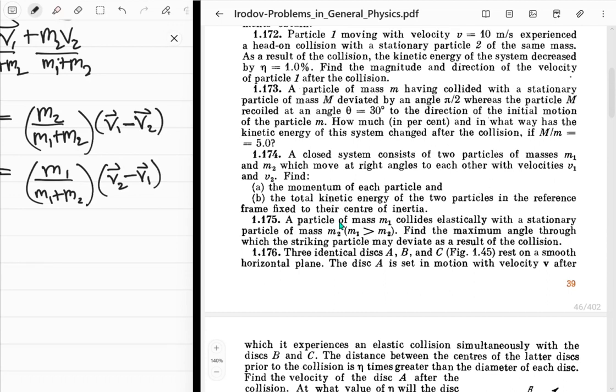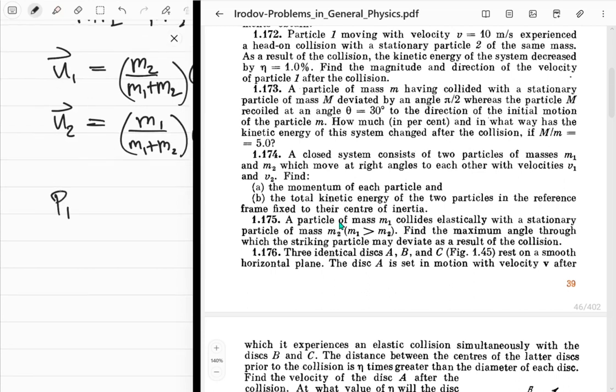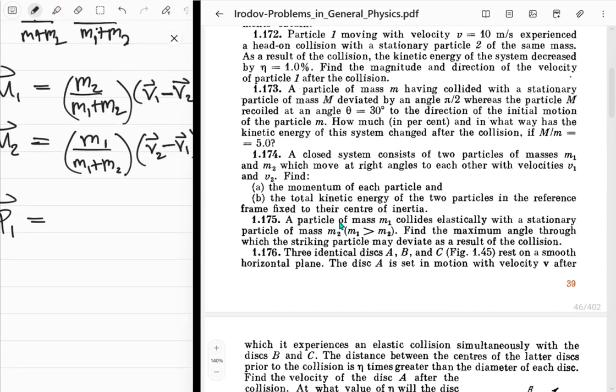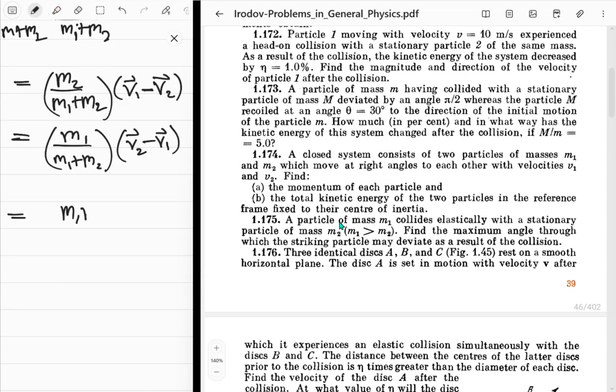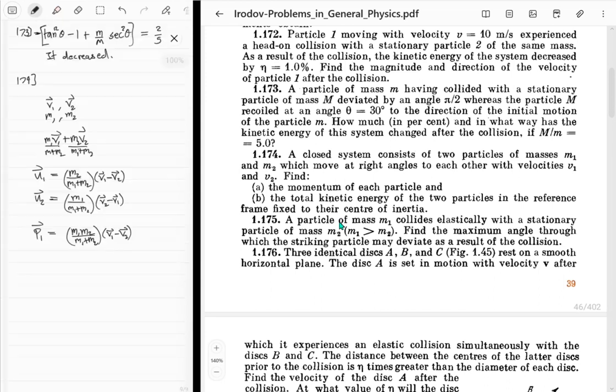Okay, so once we have this, we are looking for the kinetic energy. First of all, we're looking for the momentum, right? So m1 times this guy. So momentum 1 as seen by the center of mass will be equal to m1 m2 upon m1 plus m2 times v1 vector minus v2 vector. The magnitude would be m1 m2 upon m1 plus m2 times the square root of v1 square plus v2 square. Do they want the magnitude or what? I'm going to say they want the vectors, not the magnitude.